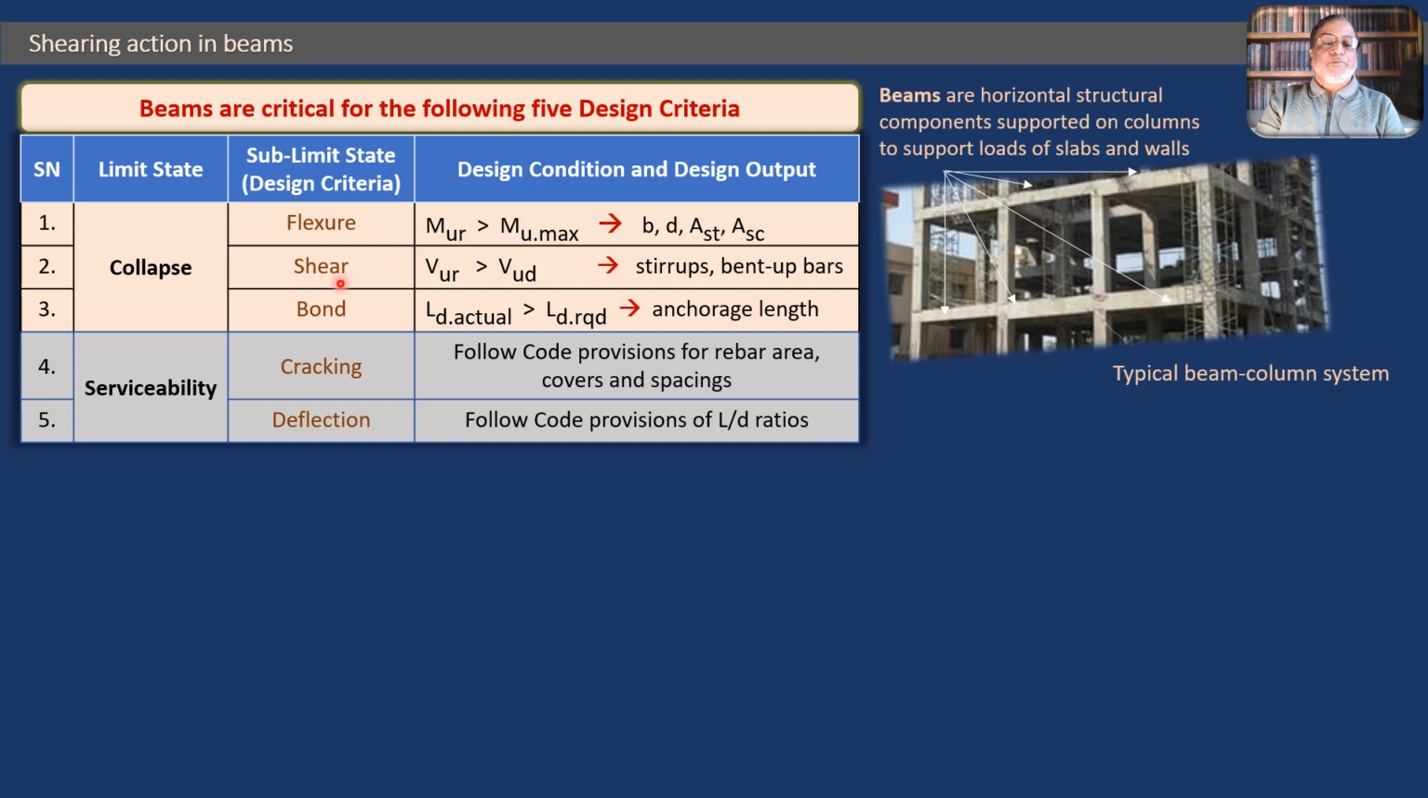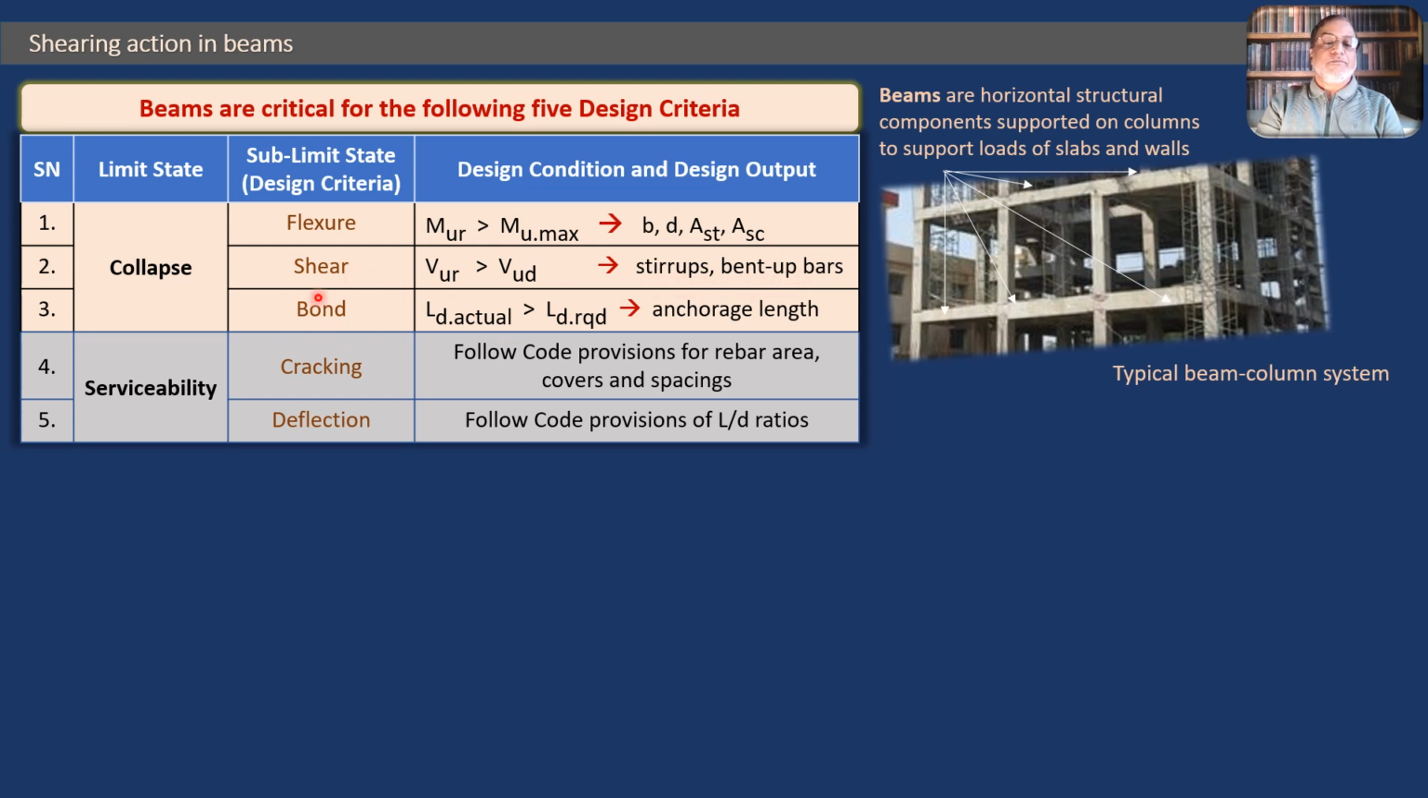Next is shear. For design of shear, we have to satisfy the condition VUR, that is the resistance in shear. VUR, the shear resistance of beam, should be greater than VUD, which is the maximum shear developed in the beam due to loads. Now, this shear design will give us the output of the spacing of stirrups and the provision of bent up bars. So that is the outcome of shear design of beam.